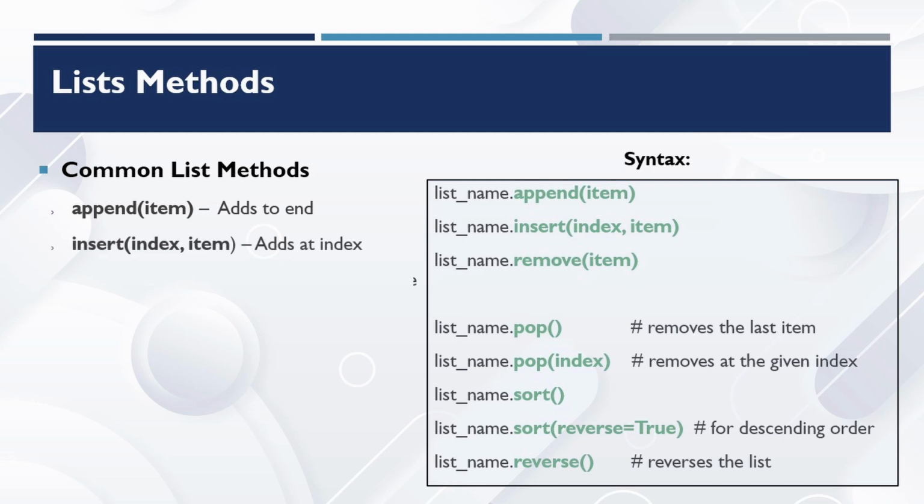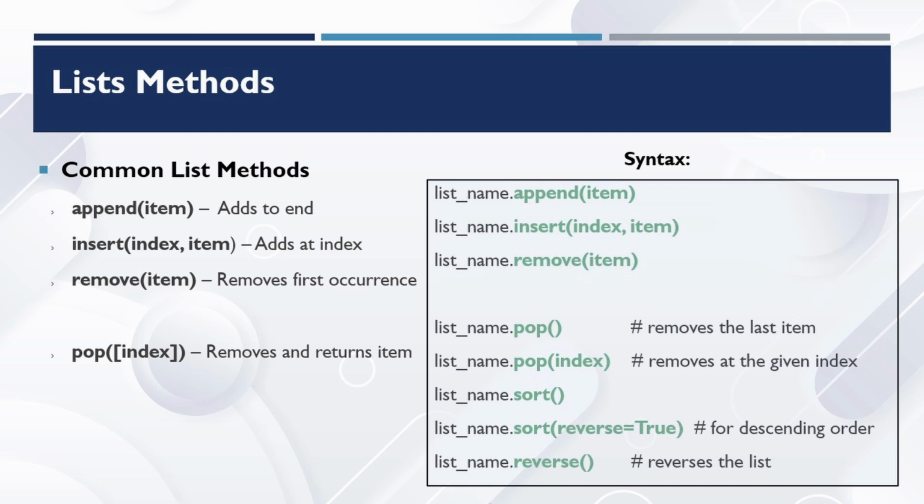The insert method allows us to add an item at a specific index, and it is very useful when order matters. Next, the remove method. To remove an item, we use the remove method. It deletes the first occurrence of the specified value. Next, the pop method. The pop method removes and returns an item. If no index is specified, it removes the last item by default.